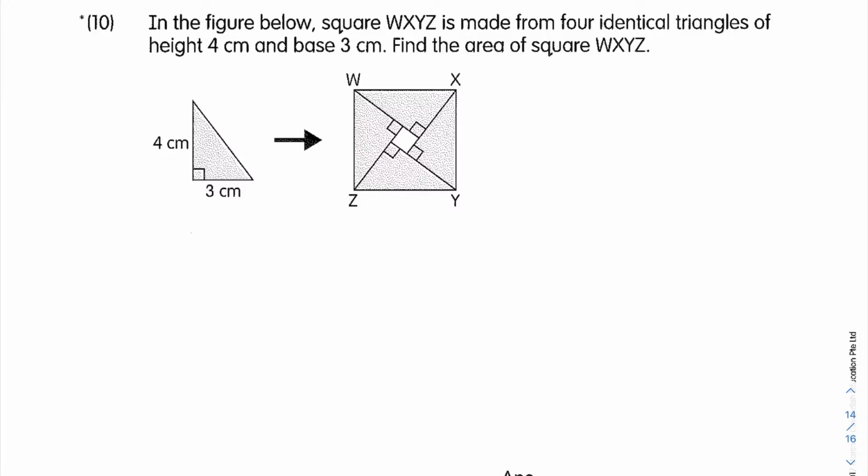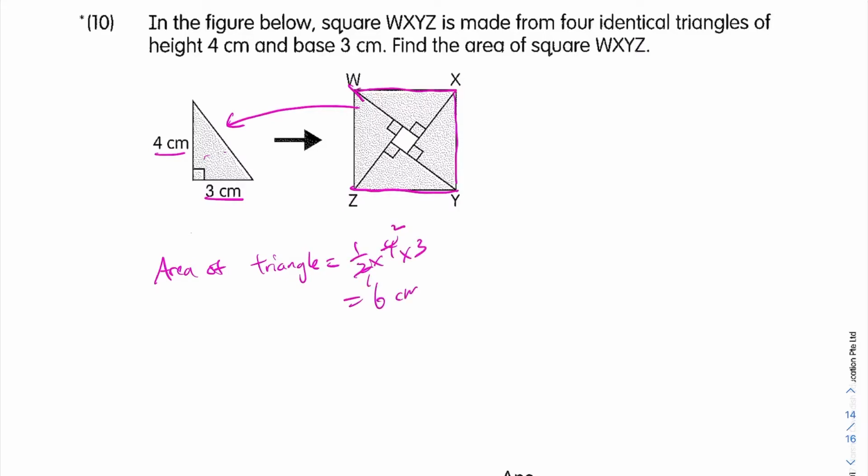In the figure below, square WXYZ is made from 4 identical triangles, which is this triangle here. Height 4 cm, base 3 cm. So what's the area of this square? So we need to find the area of this triangle. So area of triangle is half times 4 times 3, which would be 6 square centimeters.